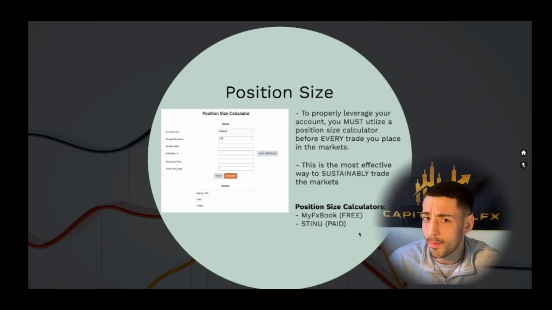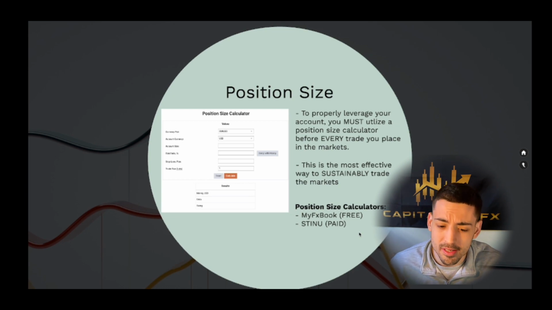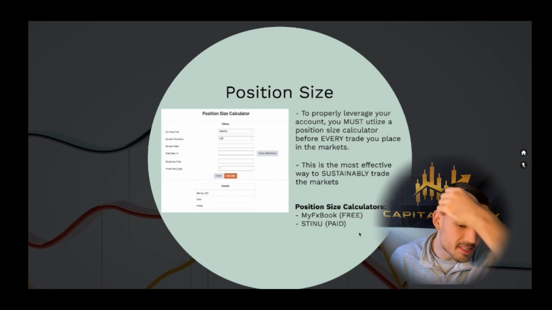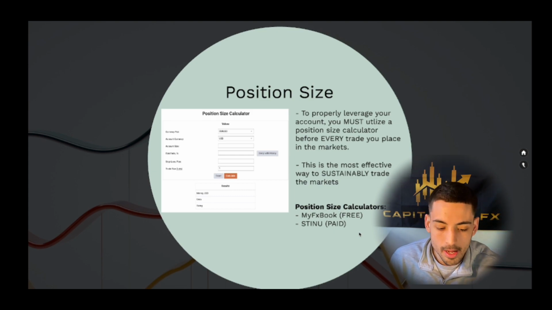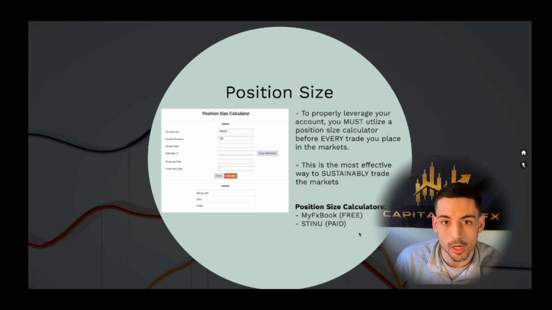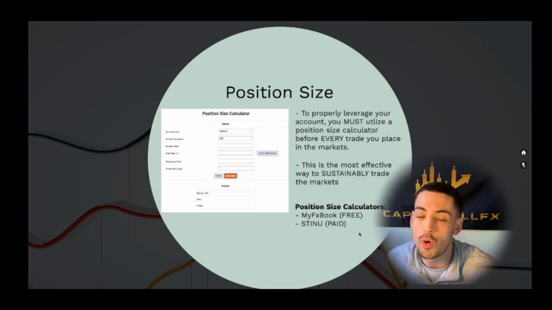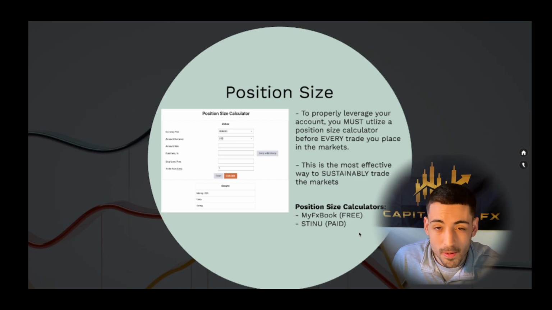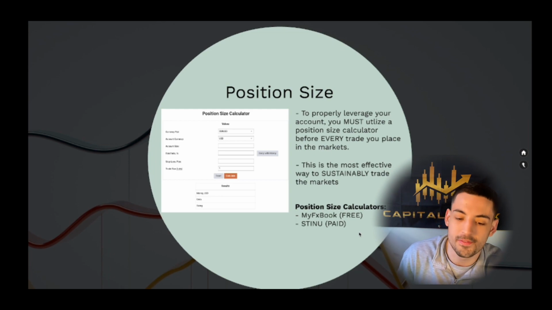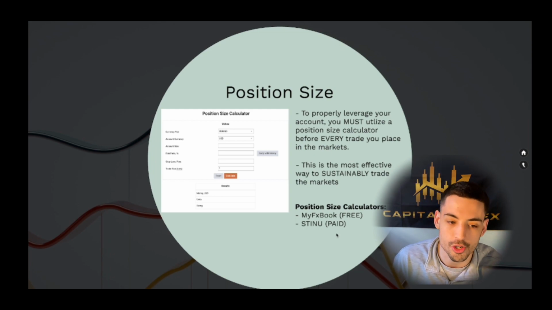So if you're actually going to be trading Forex, if you're serious about this, you should get the paid version. You should get Stinu just because it's so easy. The app is so user-friendly, and it's so much easier than going through MyFXBook, clicking out the pop-ups, going through the browser. It's so much easier to just go through the app, but it's up to you what you want to do. Some of you spent $15 on lunch today. You could spend $15 a year on an app that's going to help you in your journey.